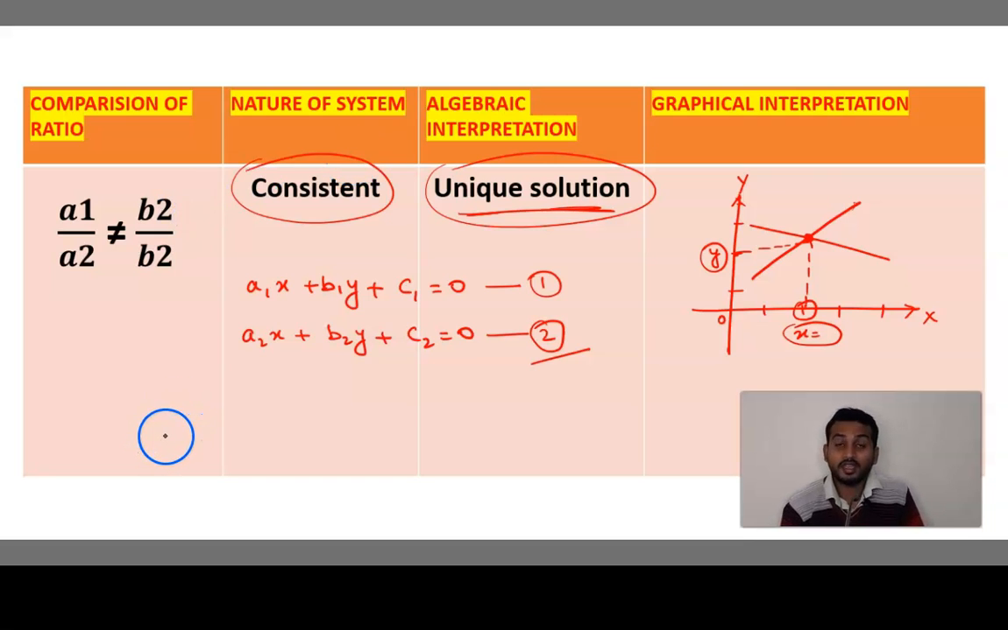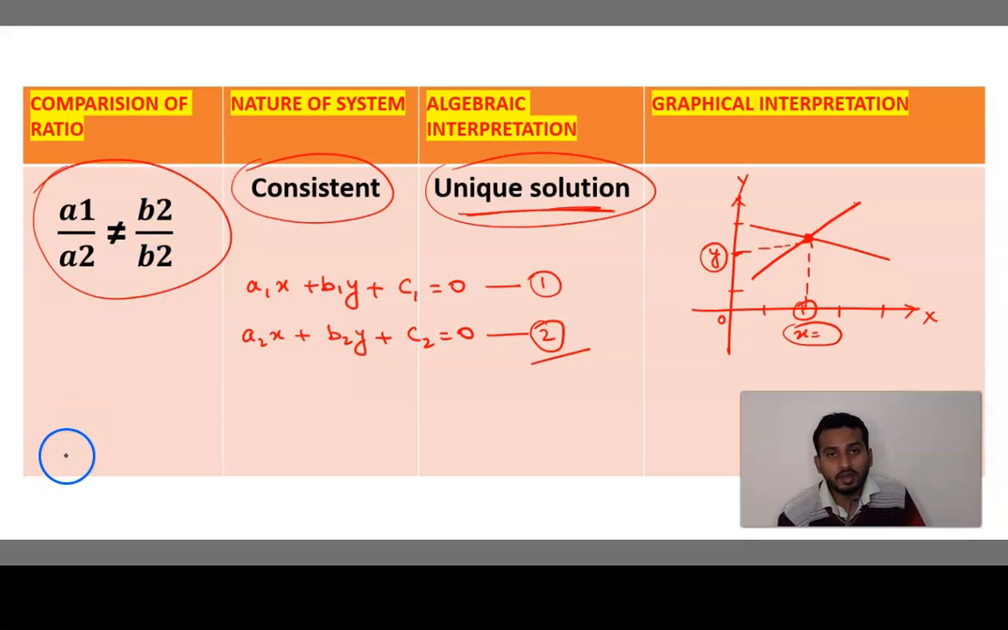Now in terms of the condition, what is the condition? If the solution has to be a unique solution, it should satisfy the condition that a1 by a2 does not equal b1 by b2.